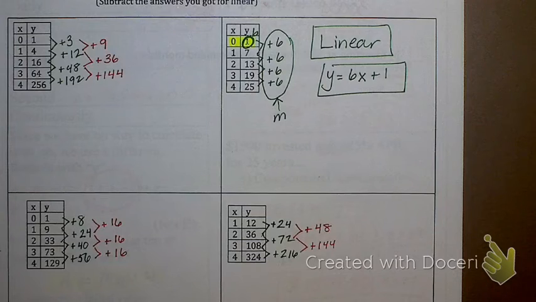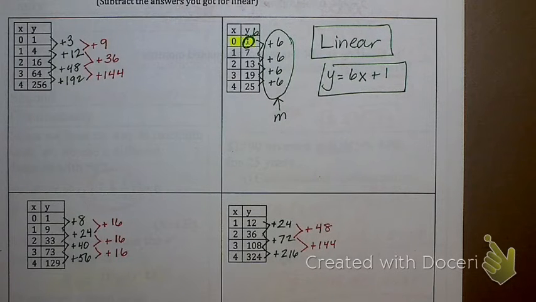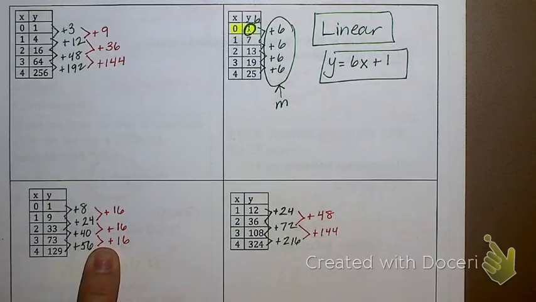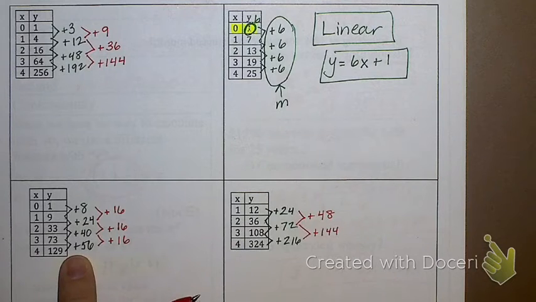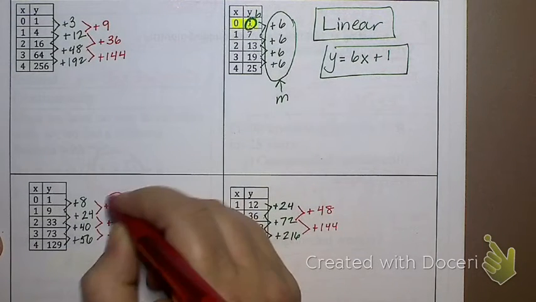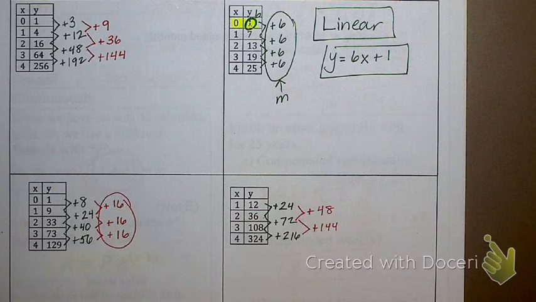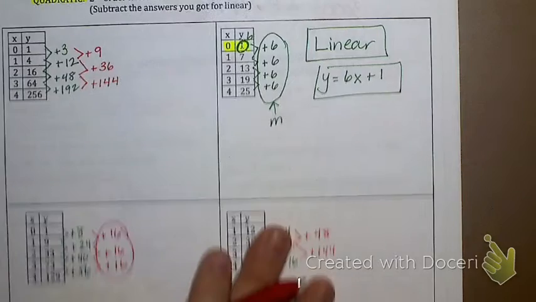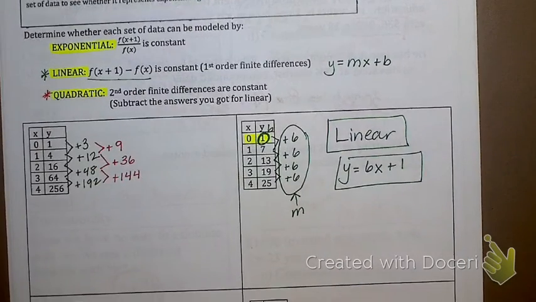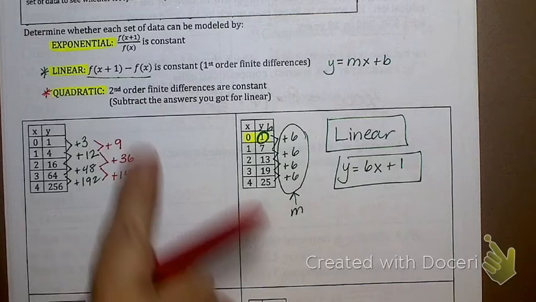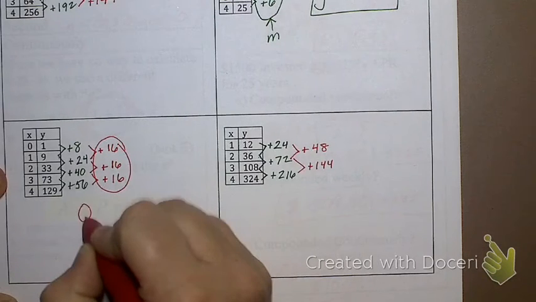Once again, one of these things is not like the others. Which one? The one down here in the corner, right? This one, the first order finite differences were not constant, but the second order finite differences are constant. What does that tell me? Well, that tells me that I have a quadratic equation. The second order finite differences are constant. So what do I have here? Quadratic.